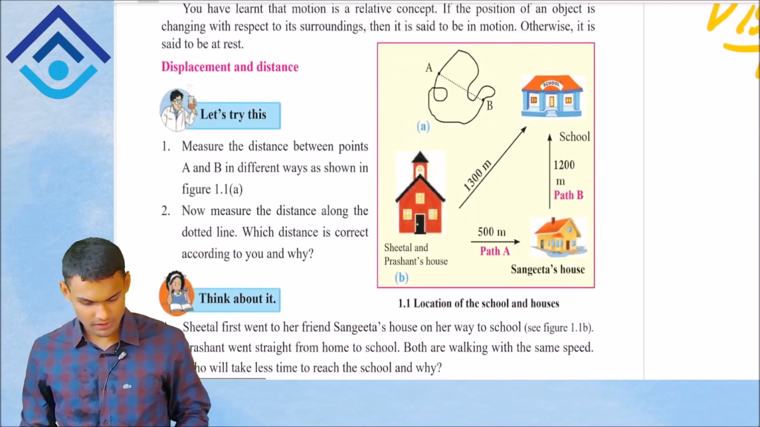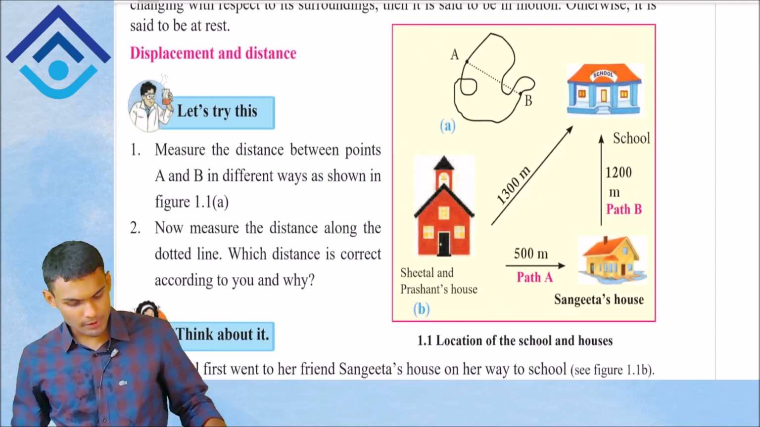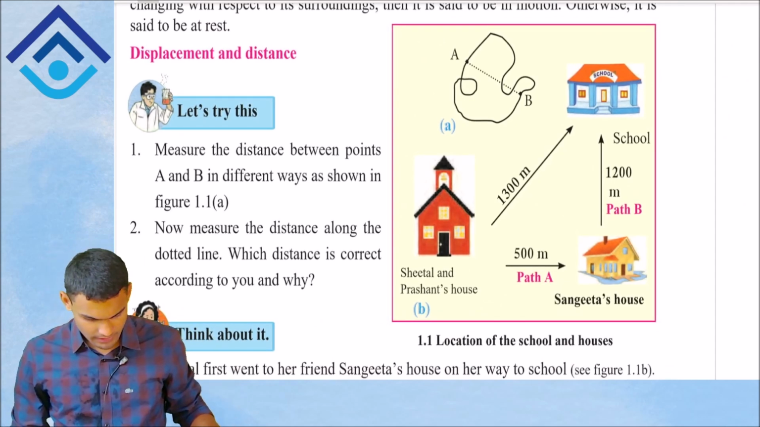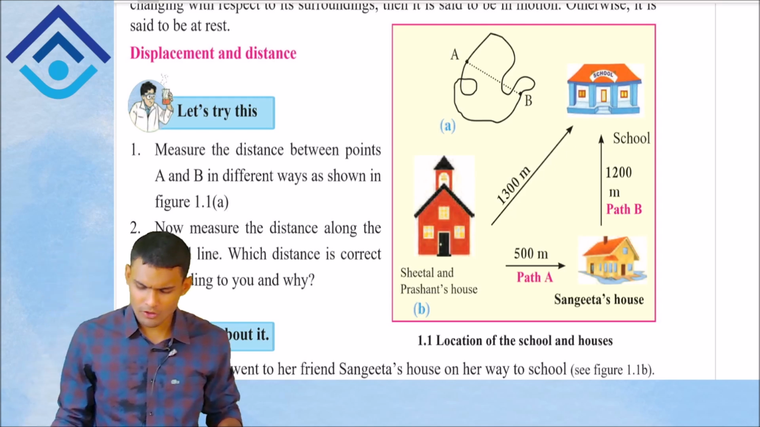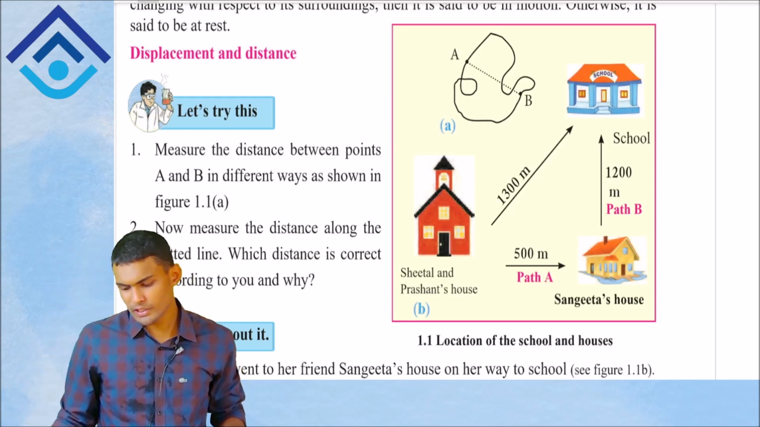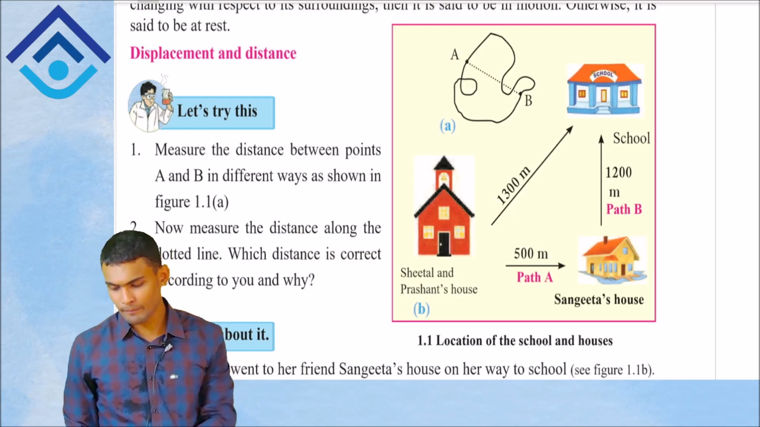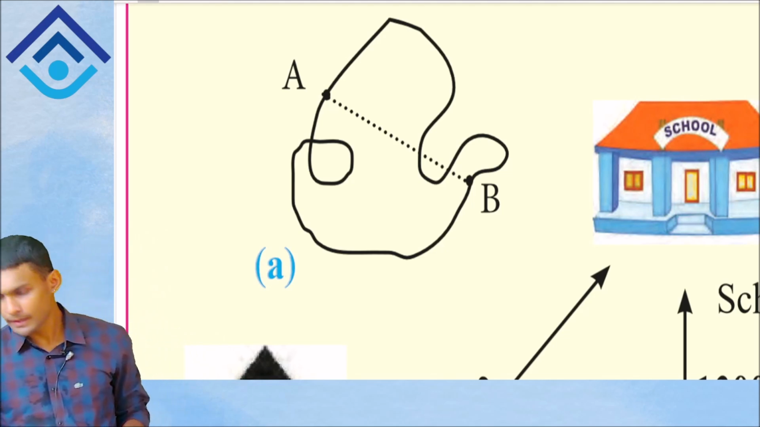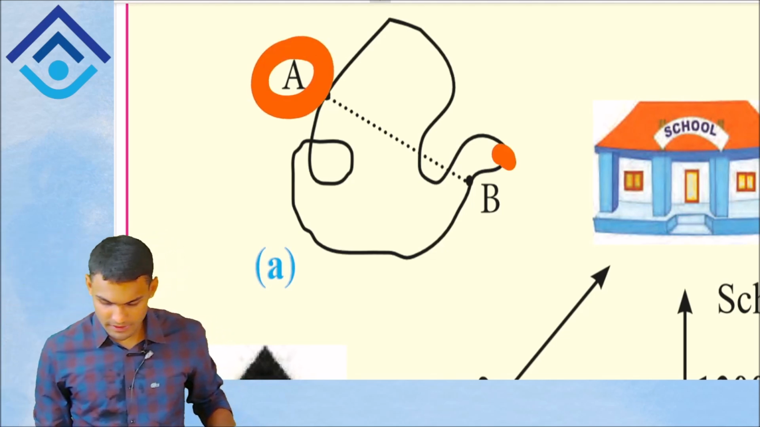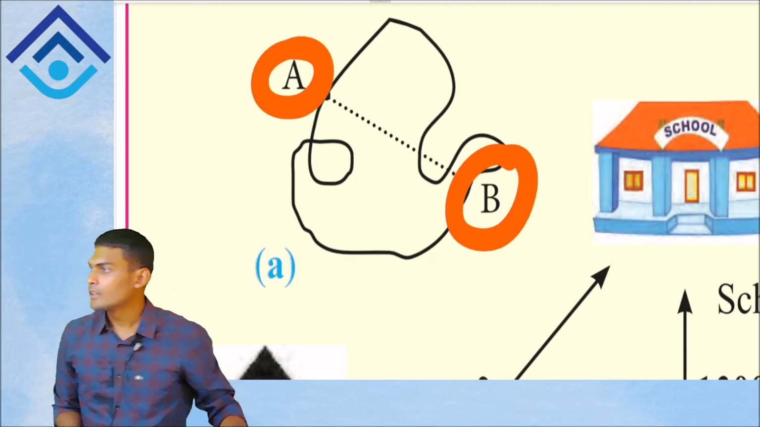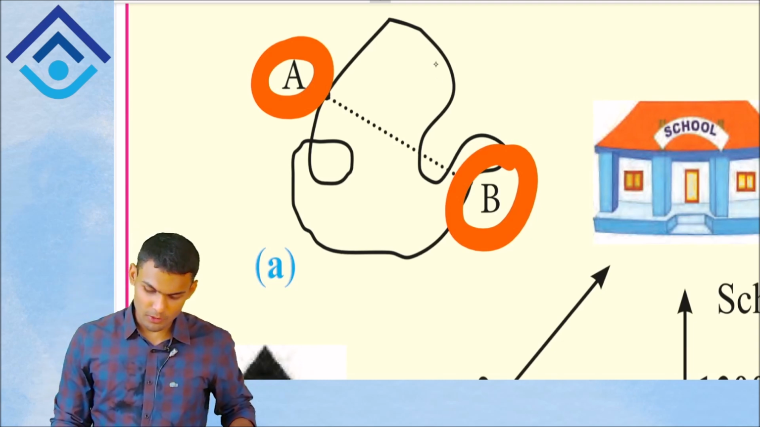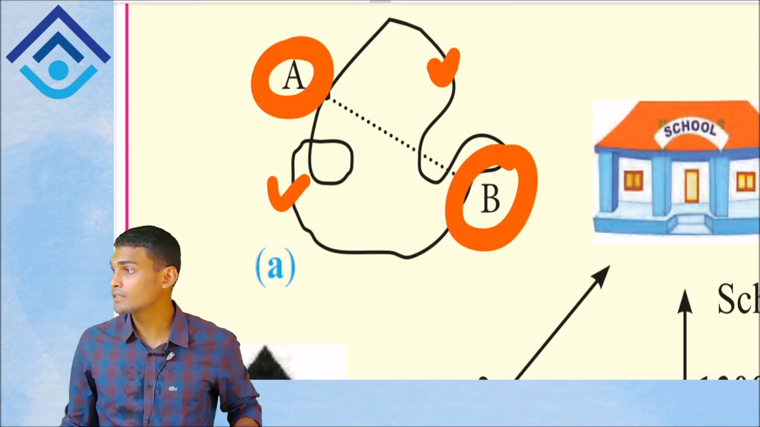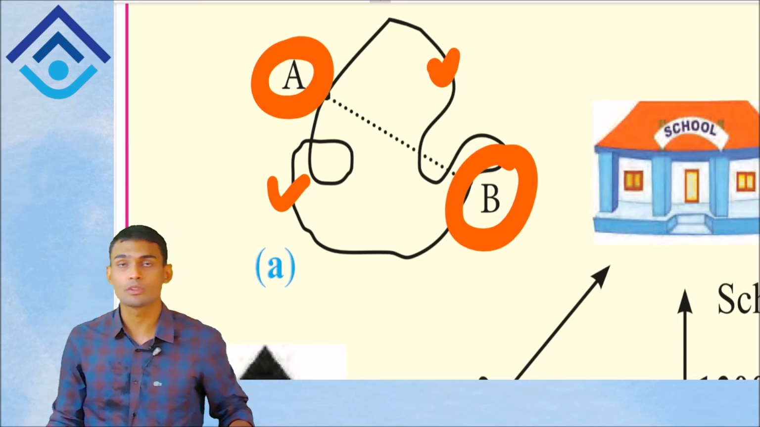Okay, let's understand this. They're asking to measure the distance between the points A and B as shown in the figure, and now measure the distance along the dotted line. Now you can take a scale and do that. A and B, a straight line is drawn, you can keep a scale. Suppose A is the initial point, B is the final point. The person moves, goes round and round. Either you take this path or this path, doesn't matter. But the distance that you cover, the magnitude that you put is right over there.